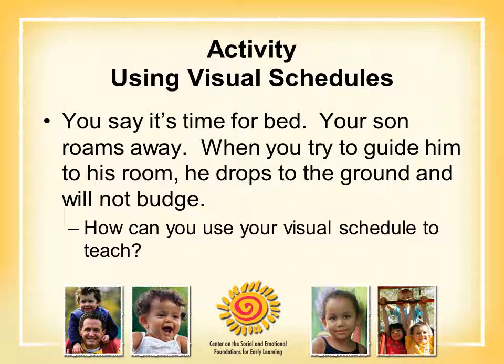Using visual schedules for activities. An example, you say it's time for bed, and your son roams away. When you try to guide him to his room, he drops to the ground and will not budge. How can you use your visual schedule to teach? Well, at that point, you can take him back over to the visual schedule and you say, okay, you went to school and you came home and you ate dinner and you went to soccer and then you came home and you took your bath and you read your story. And what's this last picture here? Ah, it's go to bed. If he sees everything, it helps him internalize what's going on.